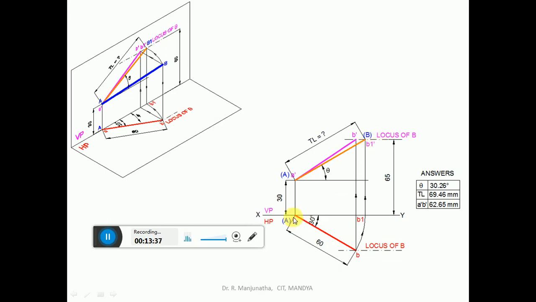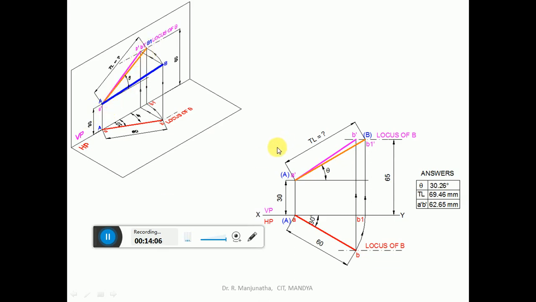Since this line AB1 is parallel to VP, you are getting the true length in VP. So denote this with capital B and capital A. Then join A dash B1 dash, which will be the true length with respect to VP and the inclination. So we measure the true length, which is 69.46 mm, and also theta, which can be found out. So this is what we have done. With A as center, rotated, make this parallel to VP. Then it will be the true length in VP.